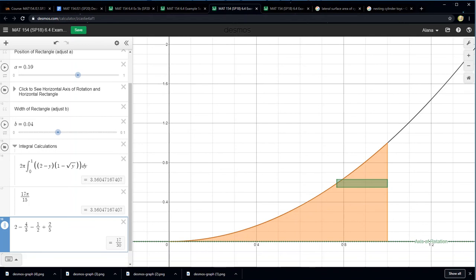And then again, it's centimeters cubed, which as a decimal is about 3.561, or no, 3.560 centimeters cubed. I'm just writing those answers down before I take us back.